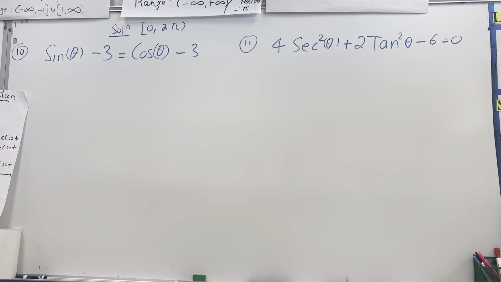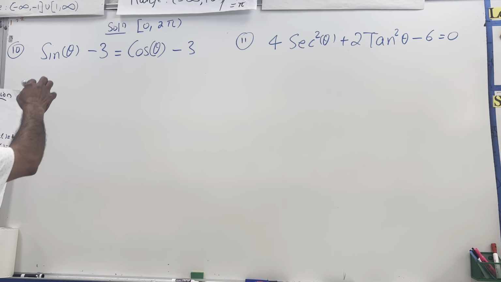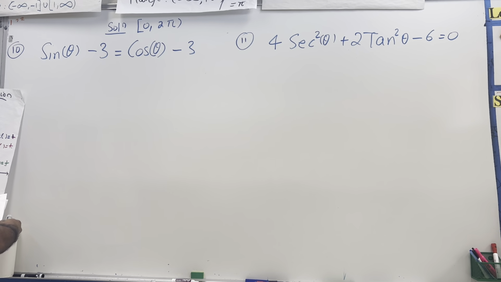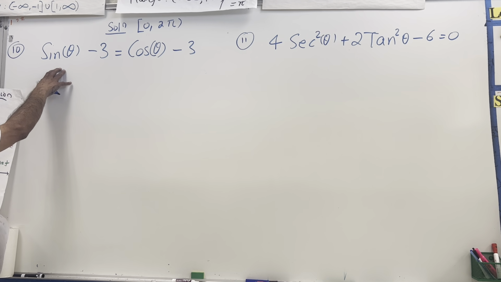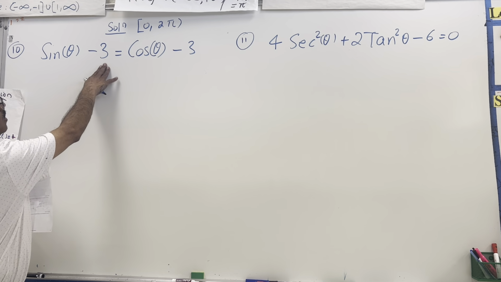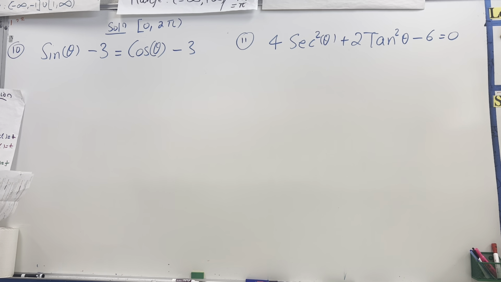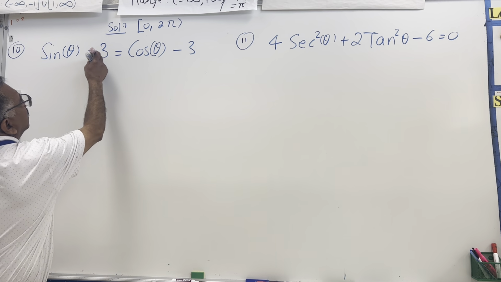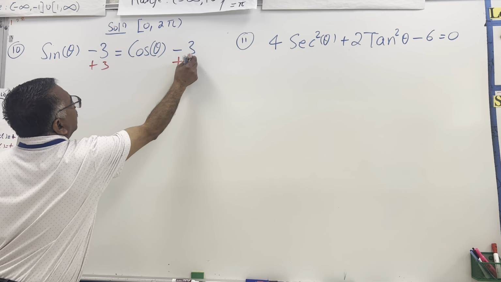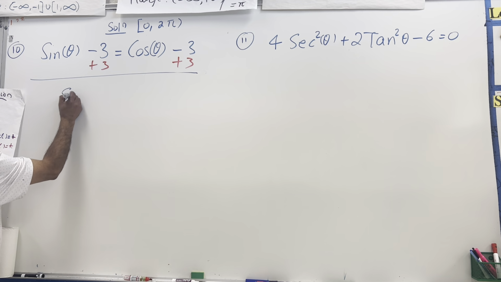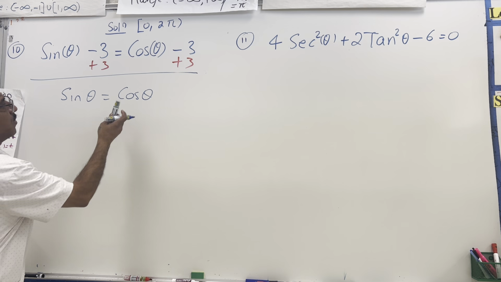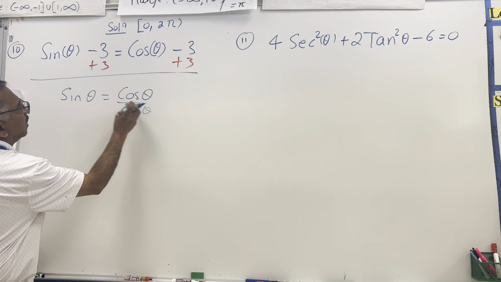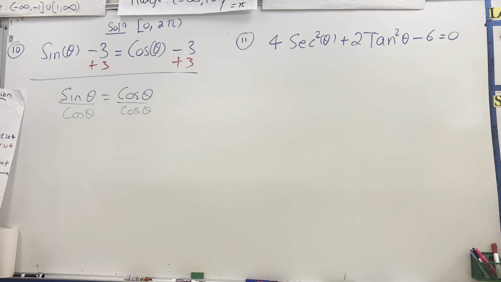Okay. So this one has a sine and cosine. Question number 10. Okay, now there is no sine squared, so it's like sine theta is minus 3 and plus 3. So how do we do this? What I'm doing is adding 3 plus 3, that's 1, and then you get sine theta equals cosine theta. Now the only option you can do is divide by cosine theta, so you get tan theta equals 1.